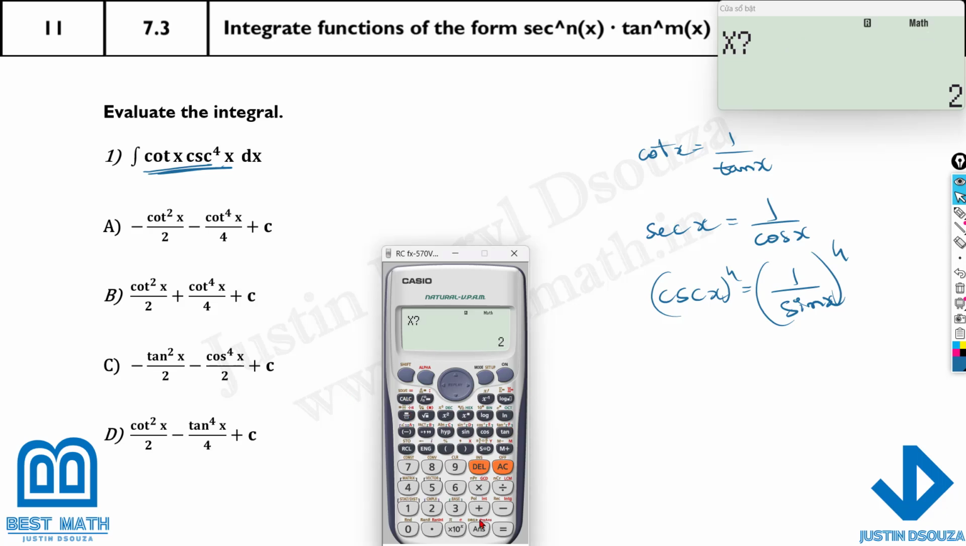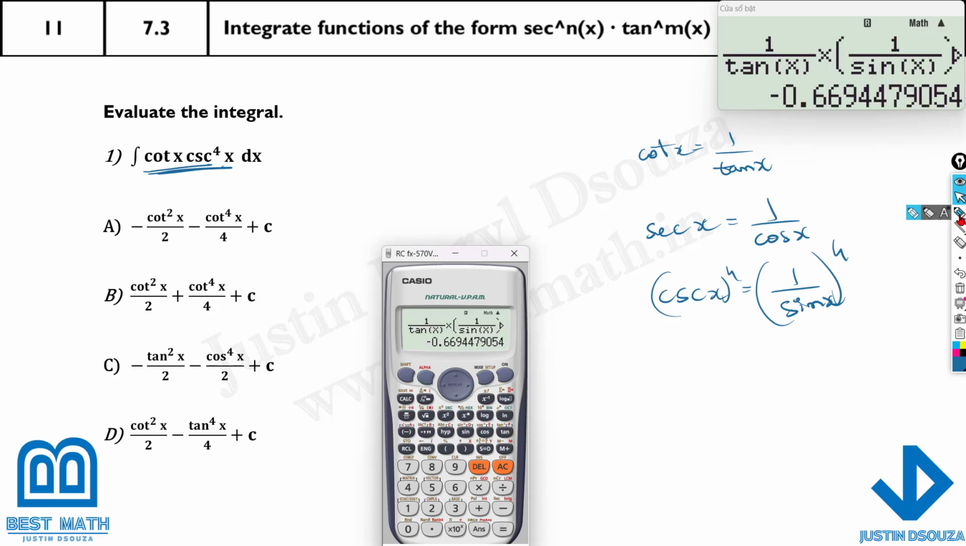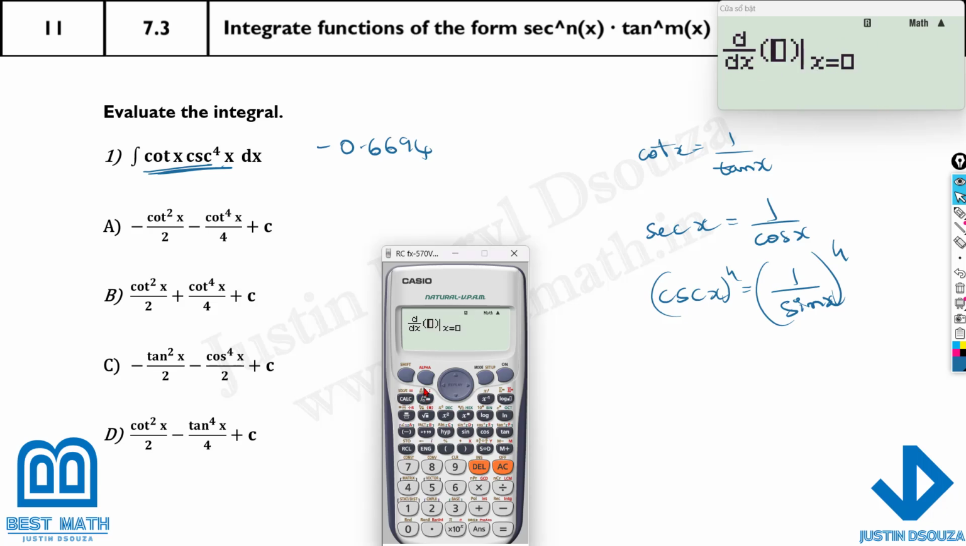Now calculate. Let's try 2. Here we are getting the value, well and good. If we are getting a math error, then just change the value. Just try a bit of trial and error. Take 0.5 or something, you'll get the values. Now let's try all the 4 options with shift d by dx.